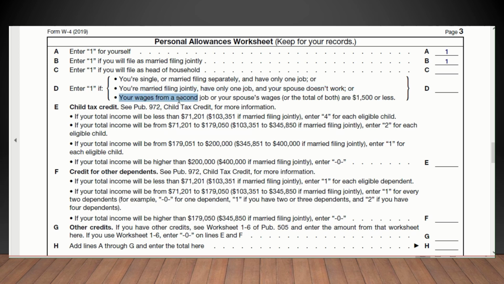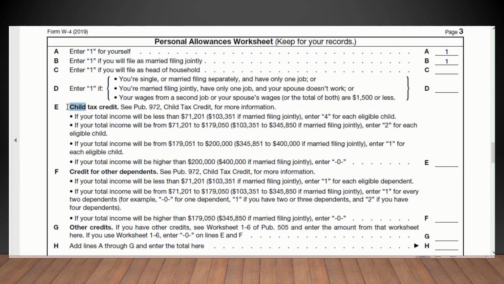I mean, let's look at this. Your wages from a second job or your spouse's job are $1,500 or less. So if you're expecting your spouse's wages or your profits to be less than $1,500, or your wages from a second job are $1,500 or less, you can enter 1 there. But in this case, we're going to make the assumption that we do plan to make some money, so we'll just leave that part alone.